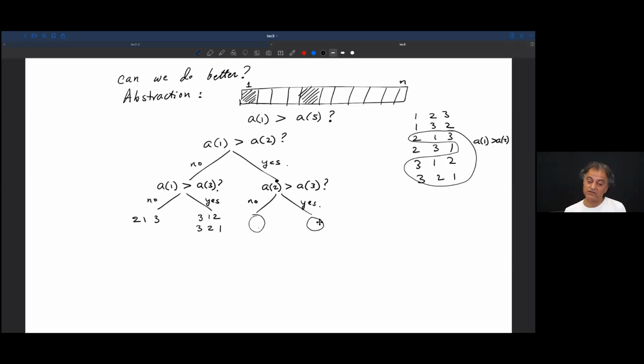Well, the answer is no, because at the end of this algorithm, we could not tell the difference between these two permutations. As far as this algorithm was concerned, it cannot tell whether the second element is smaller than the third element or bigger than the third element. And so it's left them unsorted in some case. So it's a necessary condition for this algorithm to be good for every leaf to contain exactly one permutation.